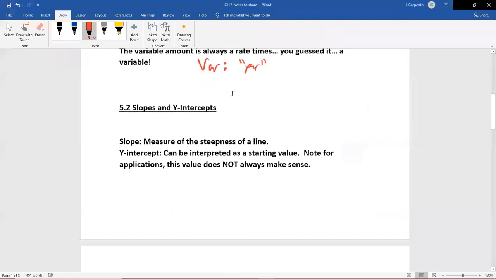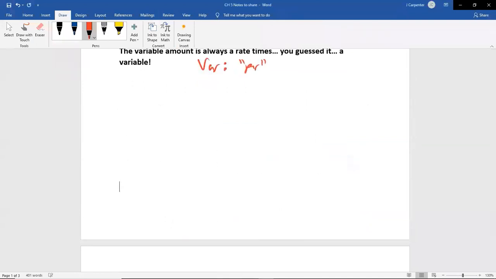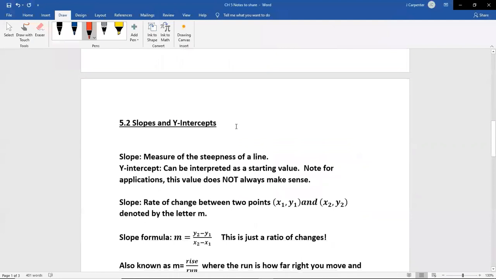5.2. Slopes and Y intercept. So you've already heard me say that word slope many times already. We talked about that rise and run concept, but we're just going to lay it out in full detail now. So slope is the measure of the steepness of a line.